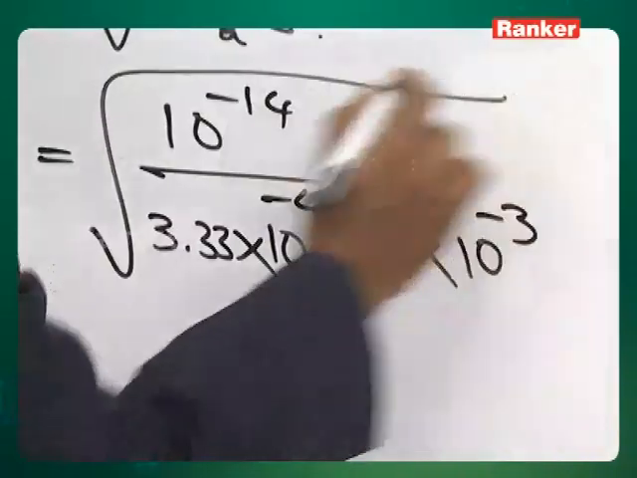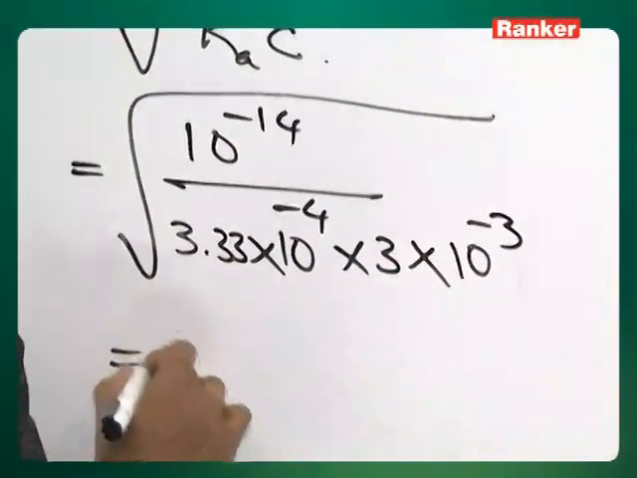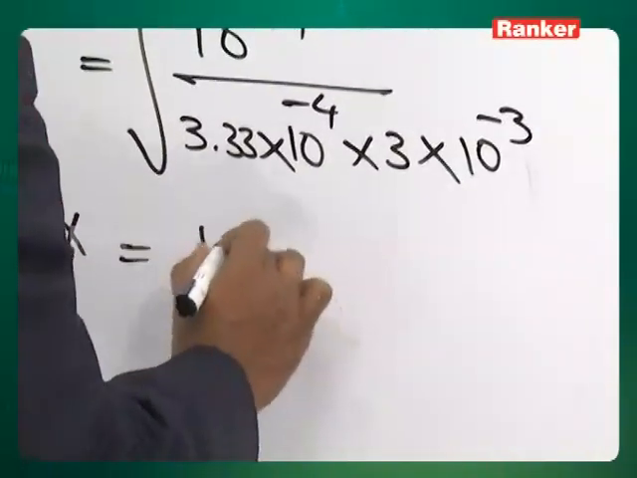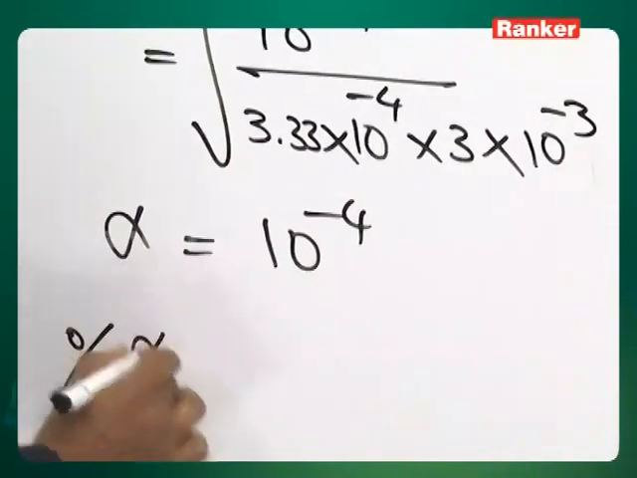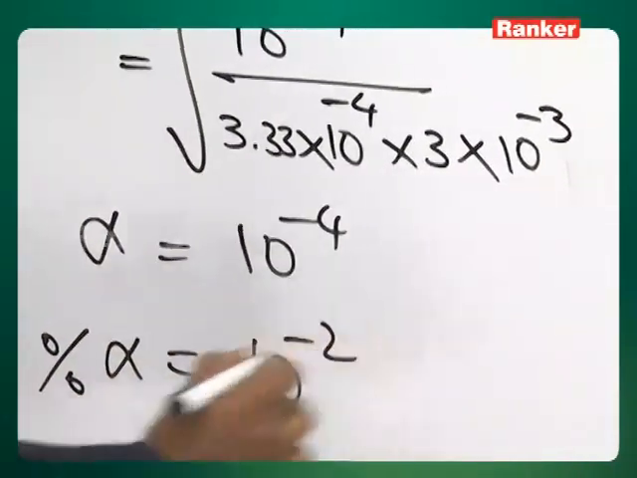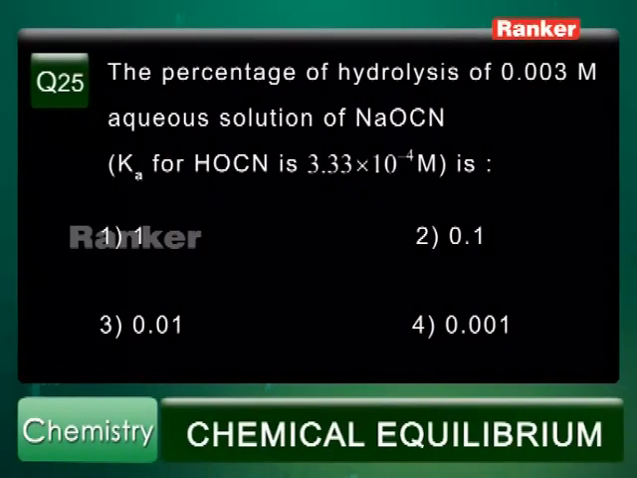If you put all these values and calculate, you get alpha equals 10 raised to minus 4. This is degree of dissociation. So percentage is 10 raised to minus 2. So the correct answer is third option.